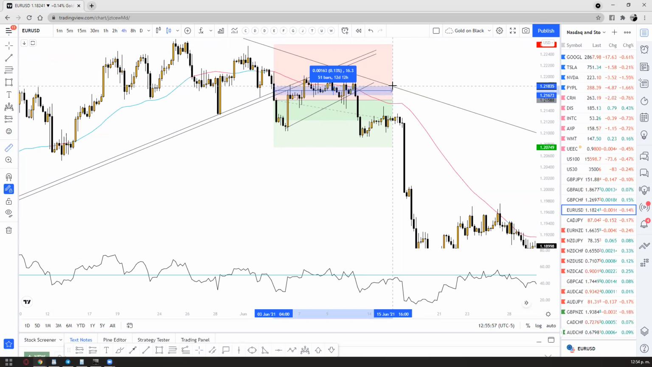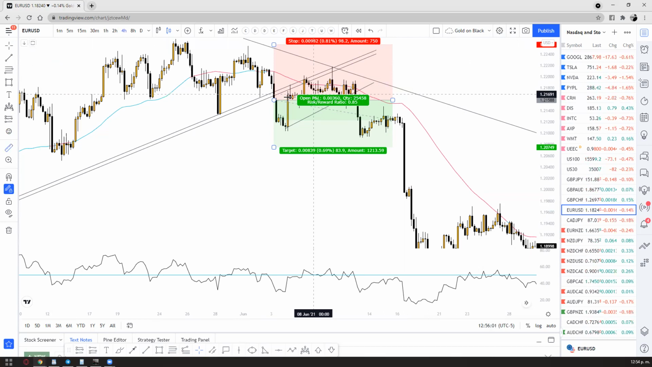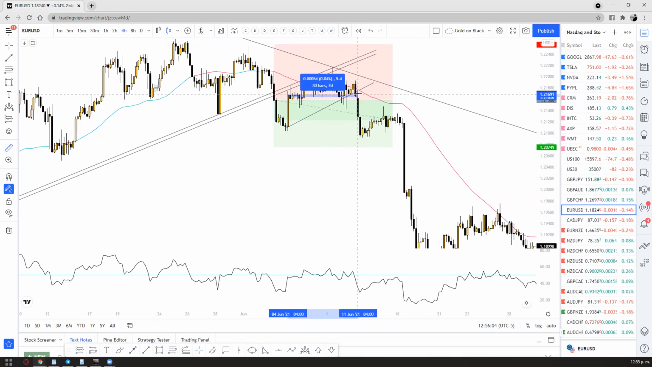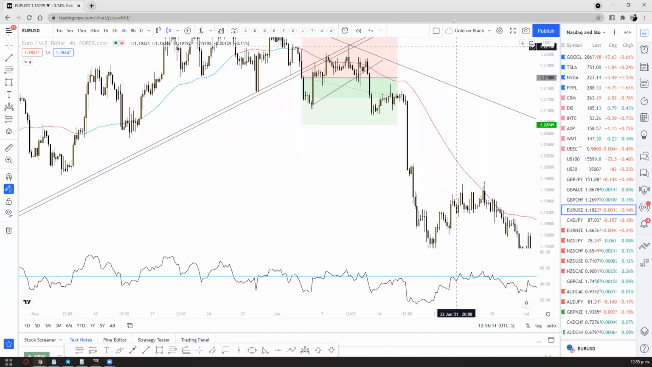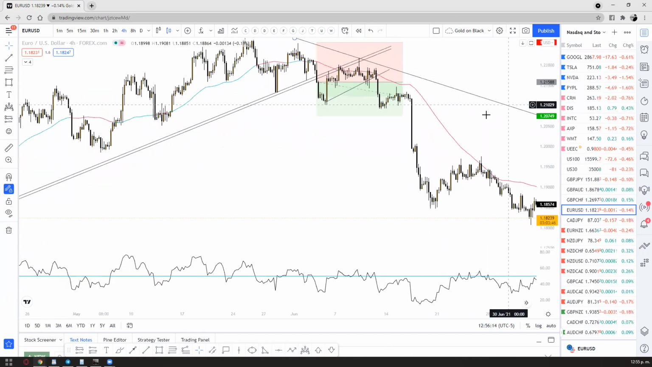12 days. No, not 12 days. Let's say from here, this is when the price actually, so it's about 7 days. 7 days in negative. If you have patience for that, I mean, go ahead. But anyways, this is just for the example.